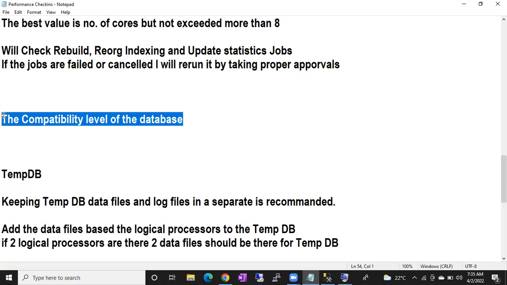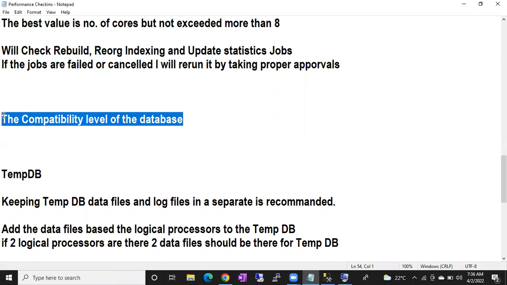2014 compatibility level, what? 120 will be the compatibility level of the database for 2014. If you restore any database from 2014 to 2017, the 2014 compatibility level is 120. But after restoration, someone forgot to change the compatibility level, so it will still run as a 2014 database only.